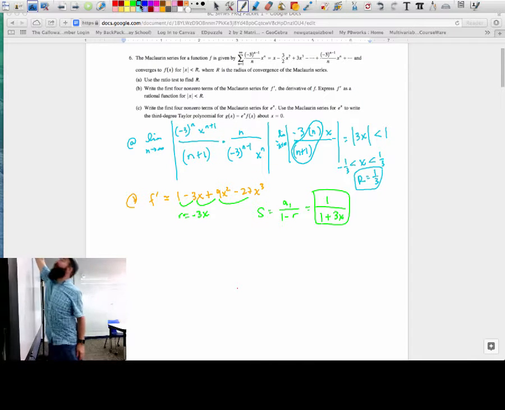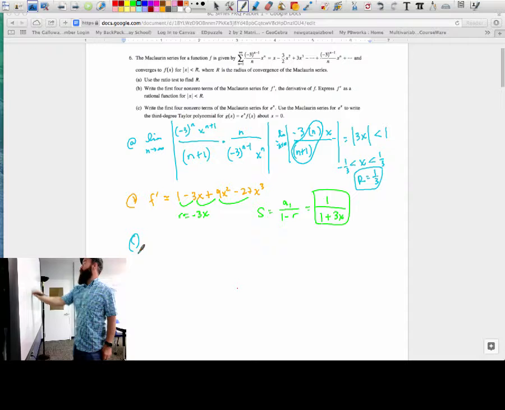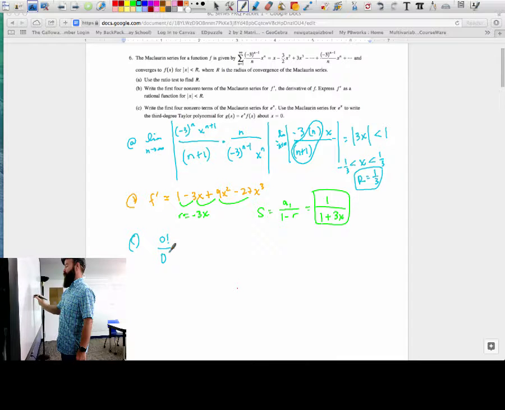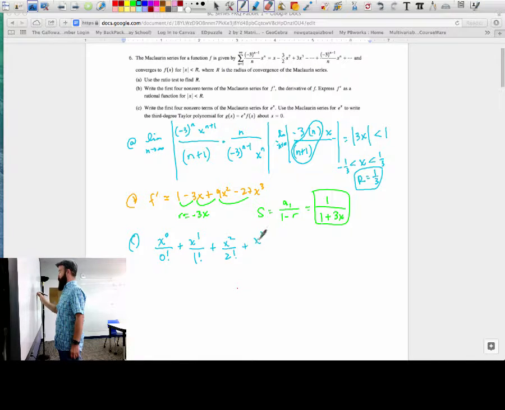So for part C, it says write the first 4 non-zero terms in the Maclaurin series for e to the x. So you should know that one. It's n factorial on the bottom. It's x to the n over n factorial, where it starts at 0. So if I write out these first few terms, all right. So there are the first 4 terms of the series for e to the x.